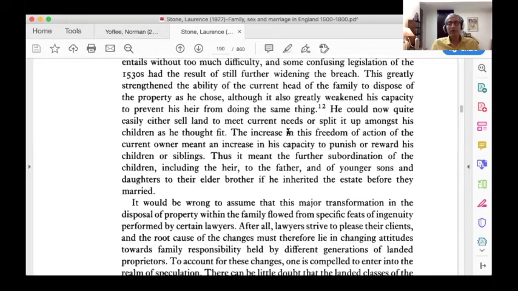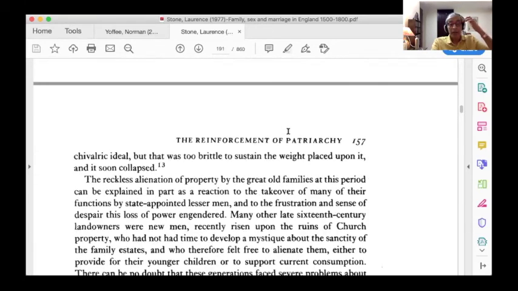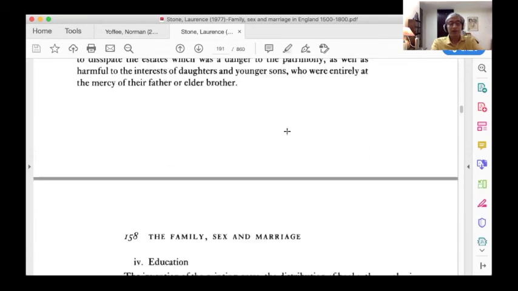So all of these dynamics, all of these family dynamics, were in a sense only strengthening patriarchal relationships, right? So I'm again going to skip through a lot of this material.